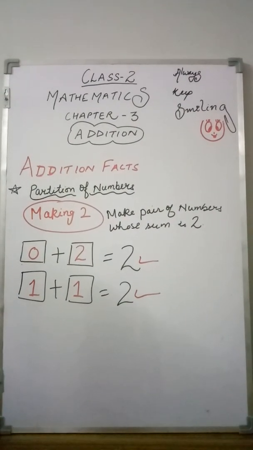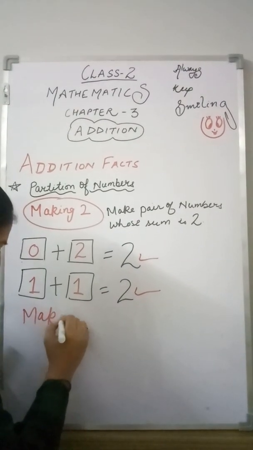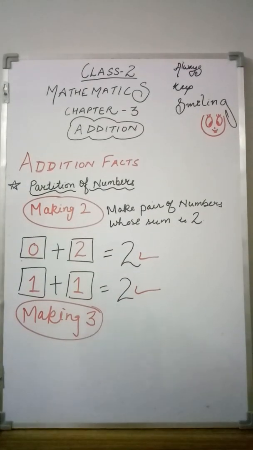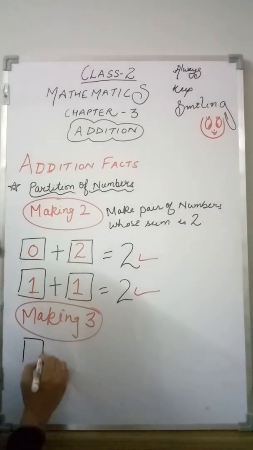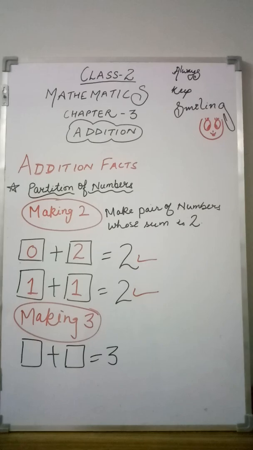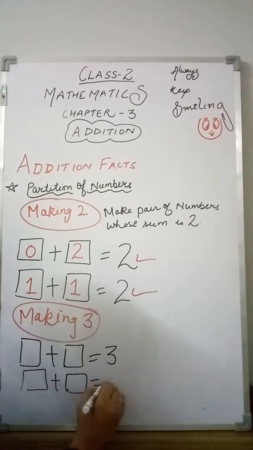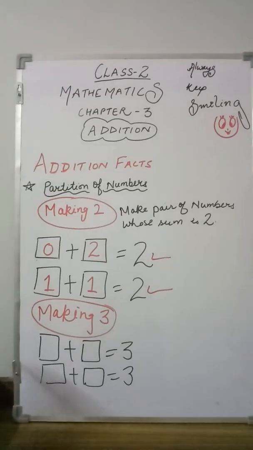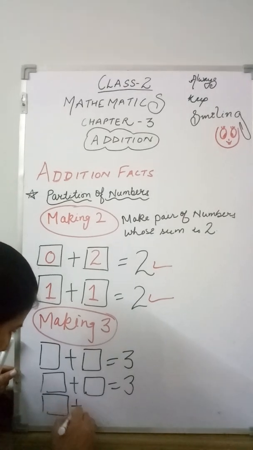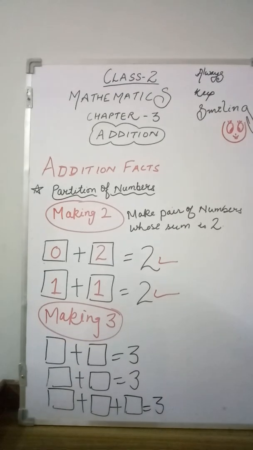We can do any other numbers also, like let's do making 3. Making 3, let me check how many pairs are there of making 3. Let's start with, again always start with 0. This is my suggestion to everyone, always start with 0. Let me check how many numbers are there. So student, let's take how many pairs are there of 3 whose sums are. This time student, I have one more boxes there to split 3 here.